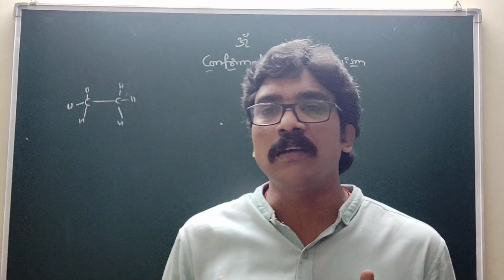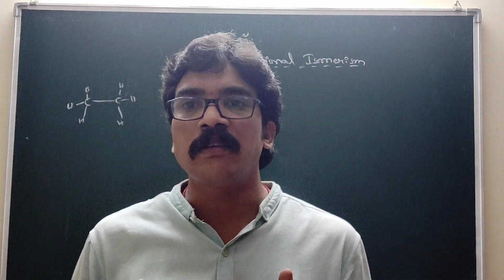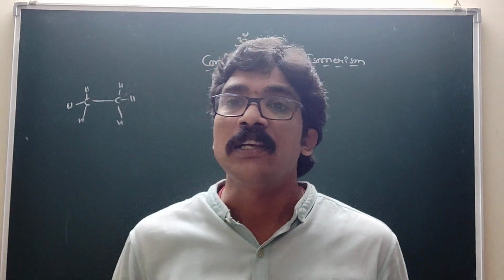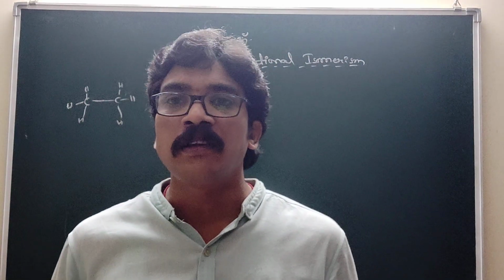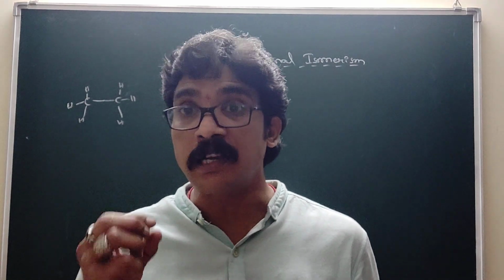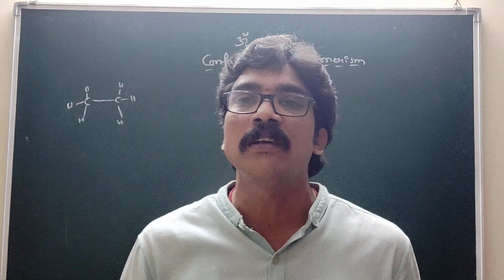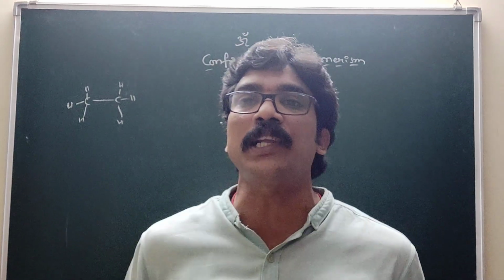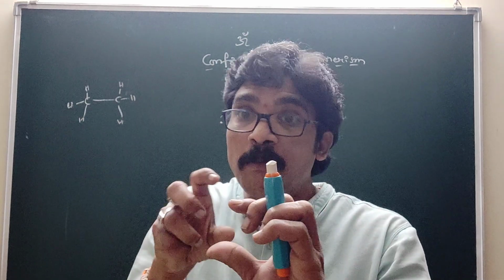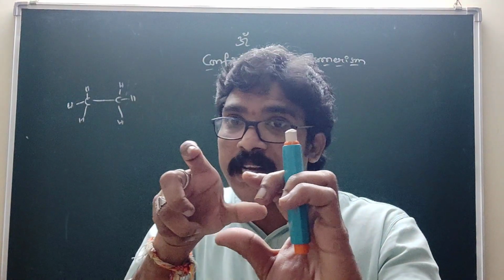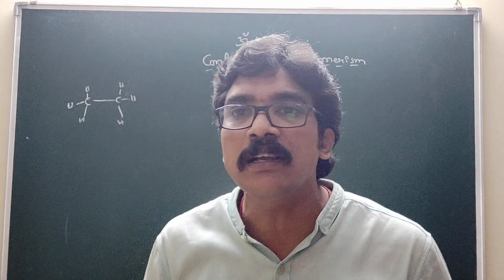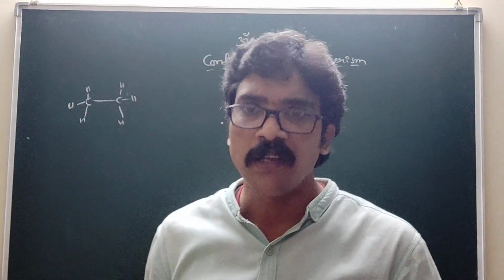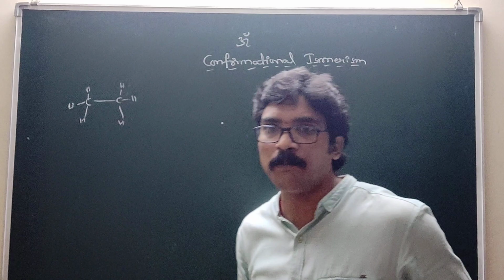We already studied configurational, that is geometrical isomerism. In geometrical isomerism, restricted rotation is observed between carbon and carbon. The carbon double bond is restricted, not rotated. But here, in conformational isomerism, there is free rotation about the carbon-carbon single bond. Let us clearly explain with an example.